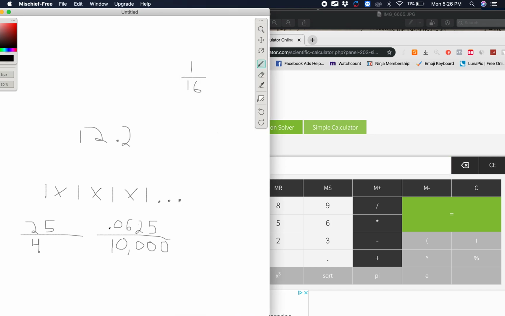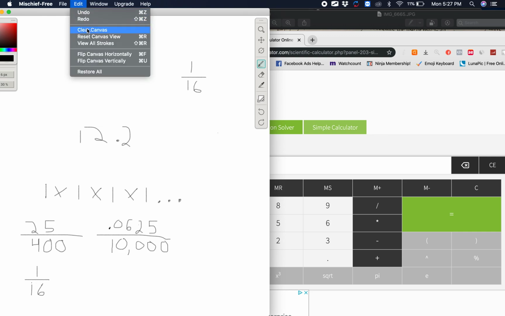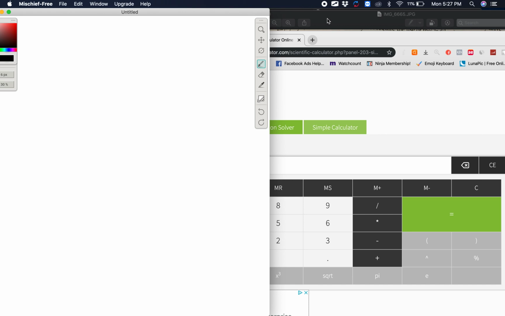Then if you were to do the same thing again, 25 does go into both of these numbers. You could do 5 goes into both of them, but that would just take too long. You should start with the largest number. So 25 goes into itself one time, and 25 goes into 400 16 times. Okay, so your final answer would be 1/16.